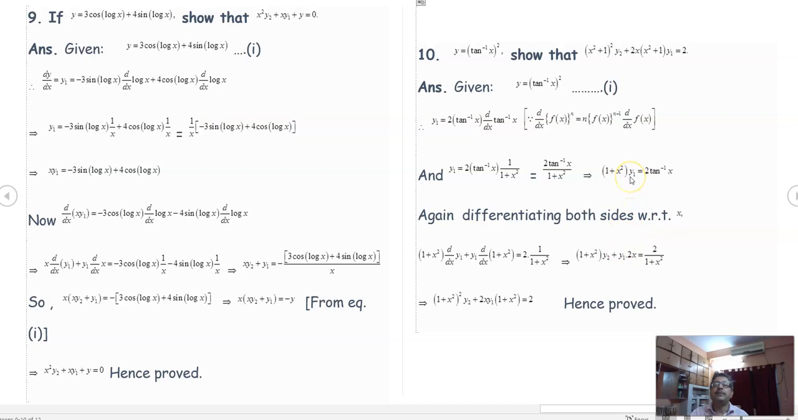Second term, differentiation of y1. What does it give? It will give us y2. So use the product rule here. 1 plus x square into the derivative of y1, plus y1 into the derivative of 1 plus x square, equal to the derivative on the right side. So 2 by 1 plus x square is coming on the right side. Cross multiply, then the answer is reached.